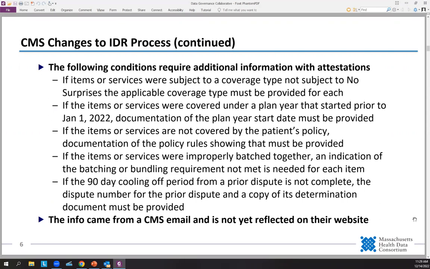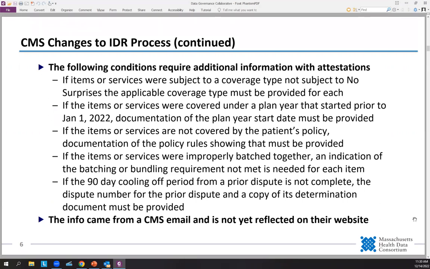there's a 90-day cooling off period where you can't redispute the same items again for 90 days. So you have to basically abide by the previous rule and apply it to any new items or services that fall within that 90-day cooling off period. So if you try to initiate early, then you have to provide both the dispute number and the copy of the determination of the previous dispute to show that the service actually was covered by that dispute and that you're still in the cooling off period.